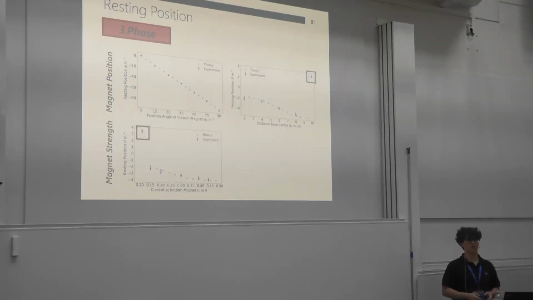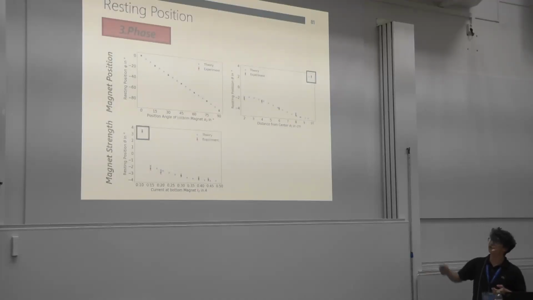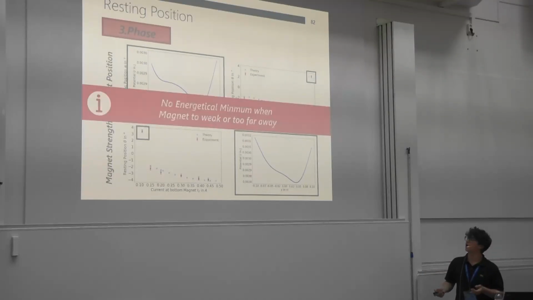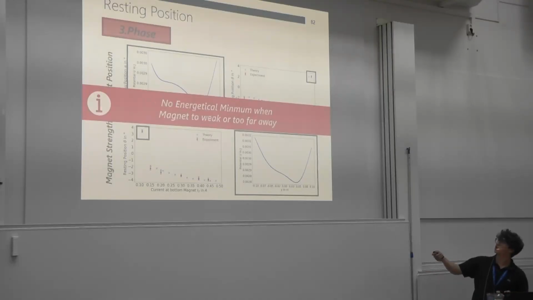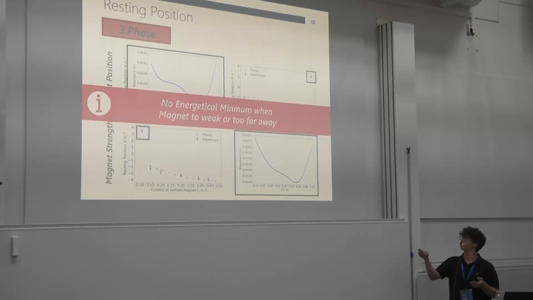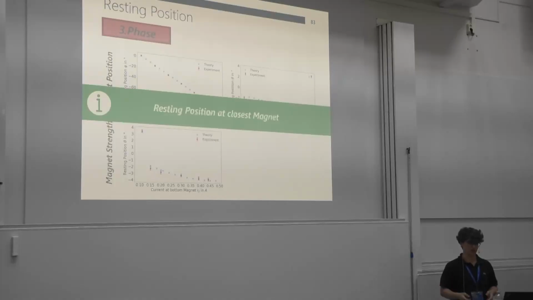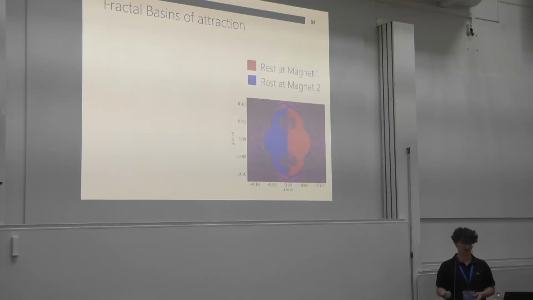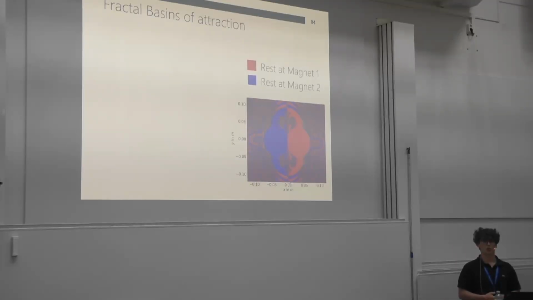But again, we have those cases where the magnet is too weak or too far away. When looking at those potential energy maps, we see that there's no stable equilibrium anymore, and the magnet then comes to rest at another potential energy minimum. But generally we can say that the magnet just moves along with the position of the closer bottom magnet.